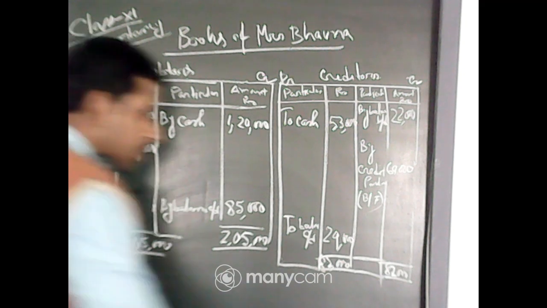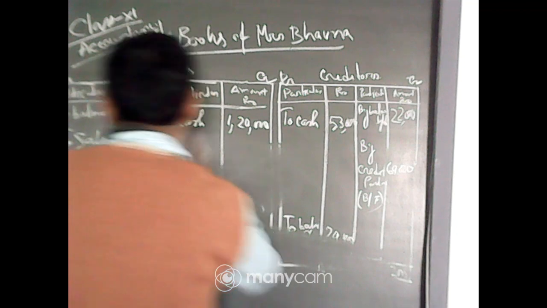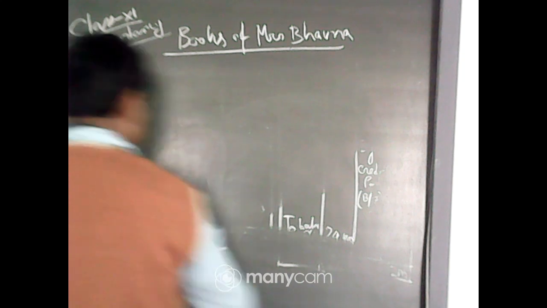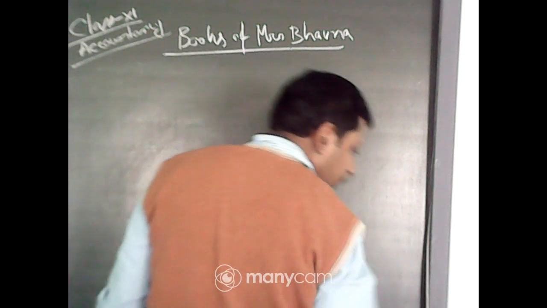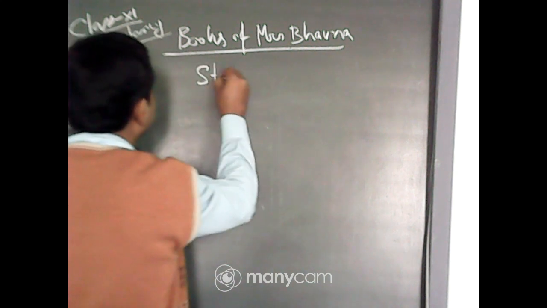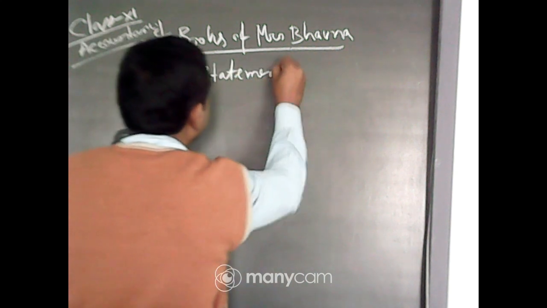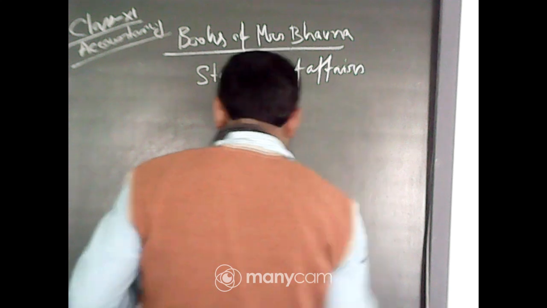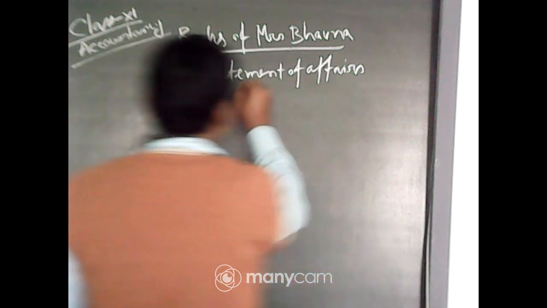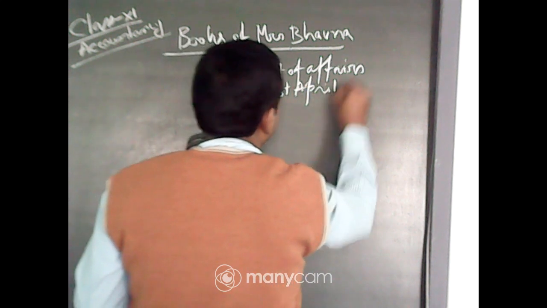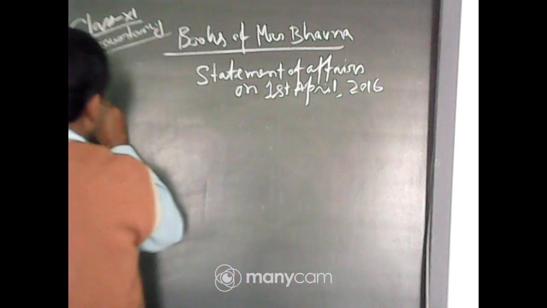Next we have to find out the opening capital. For that we have to make a statement of affairs. This resembles a balance sheet, you know, but in case of single entry we call it a statement of affairs. Statement of affairs on 1st April 2016, because it is the opening. Okay.